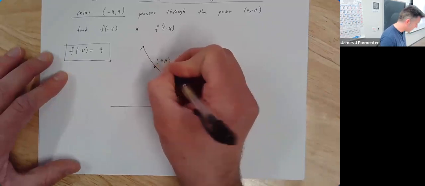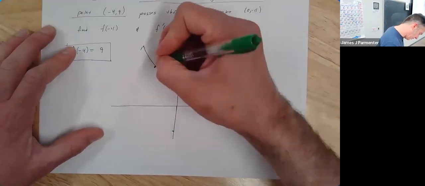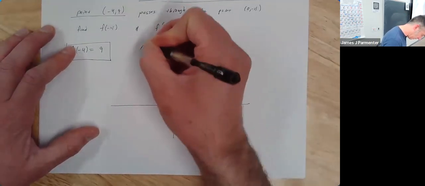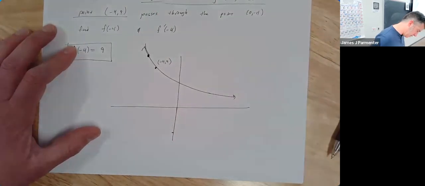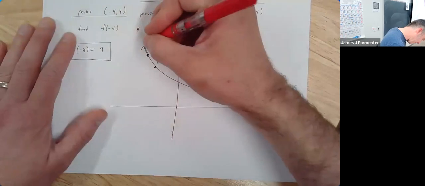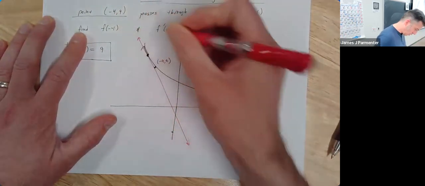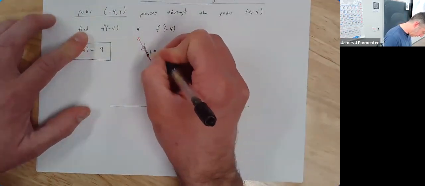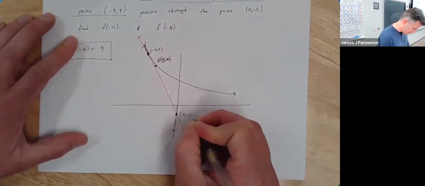(-4, 9). Oh yeah, if I plug in -4, I get 9. And here's my tangent line. I didn't draw this steep enough, sorry. I'm going to move that point up here and make it a little steeper looking. Okay, and here's my tangent line, going through the point (-4, 9) on the graph, and (0, -11) over there.